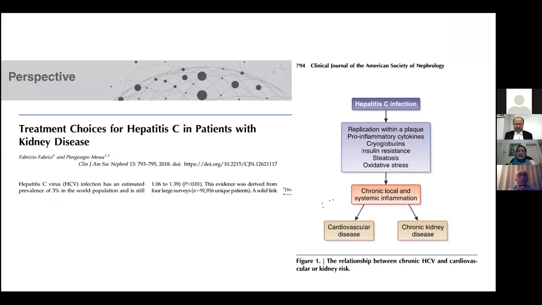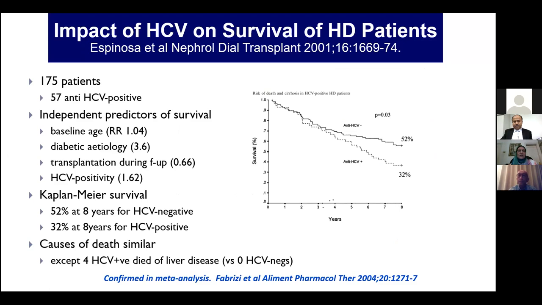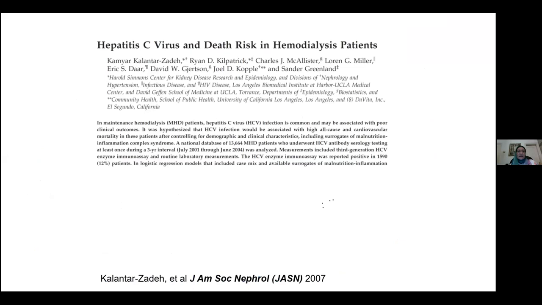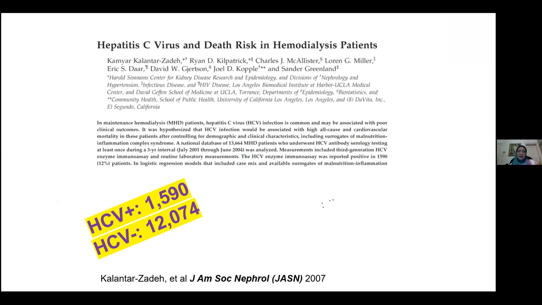So we have many studies showing that, for instance, this one with 175 patients, out of which 57 had anti-HCV positive, and you can see the difference in graft survival in 8 years. And this is a bigger study by Kamal Kalantar on more than 1,500 HCV positive patients compared to more than 12,000 HCV negative patients. And you can see here that the longer the time on dialysis, the greater the incidence.